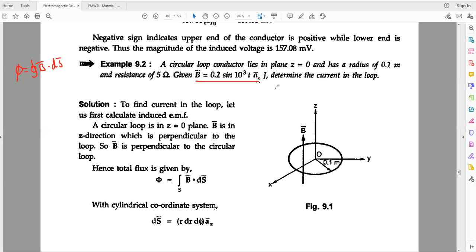What is B bar? It is along the Z axis. And ds bar can also be taken along the Z axis. Since it is in the cylindrical coordinate system, R, phi and Z, along the Z axis, ds Z bar is equal to the differential surface area normal to the Z direction, which is R dr d phi AZ bar.